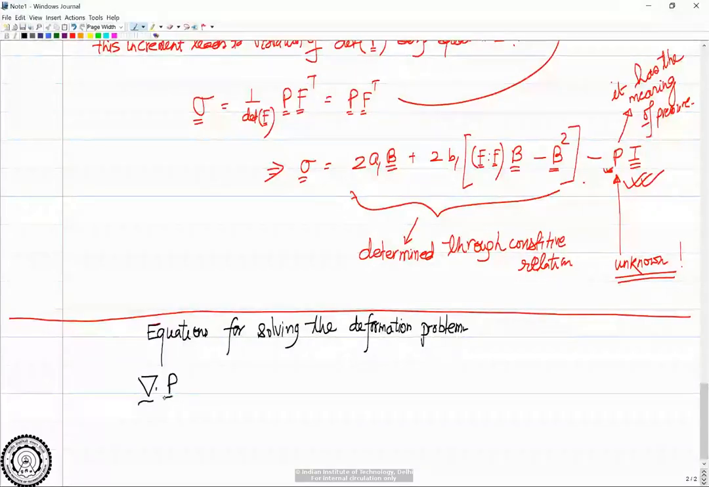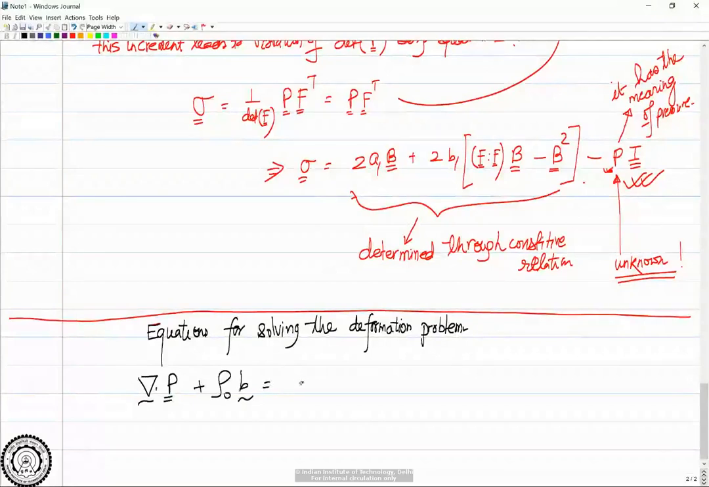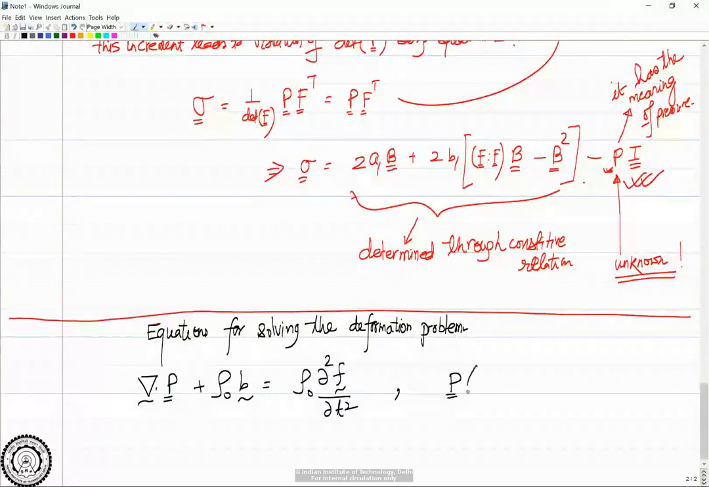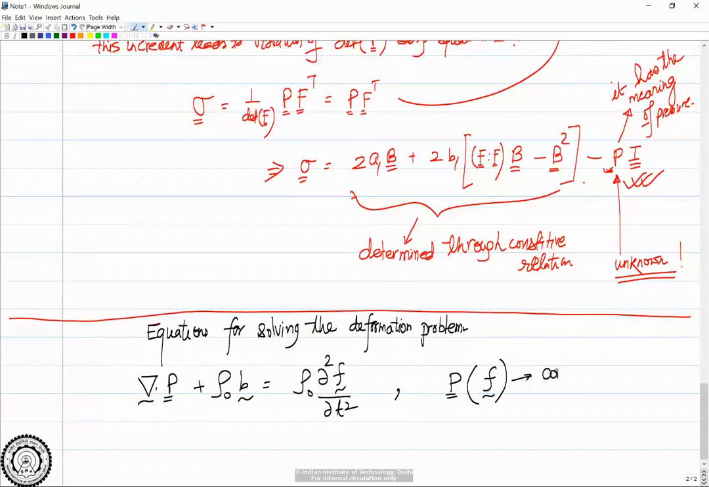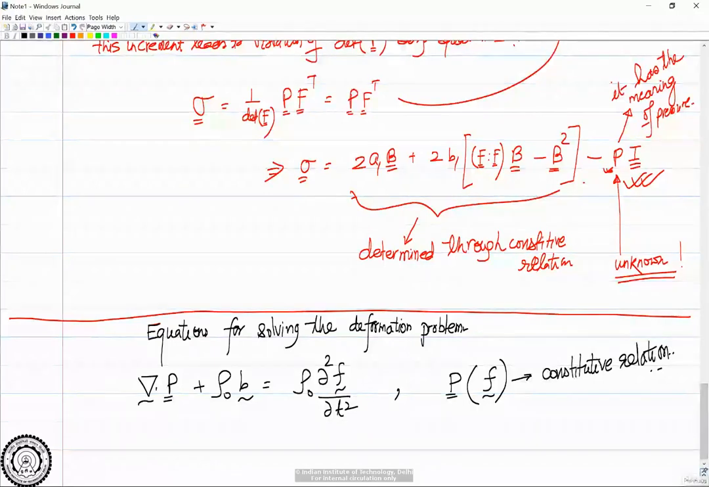divergence of first PK plus the body force, and that's equal to rho naught del 2f by del t2, right? And you don't need any more equations. All that you need here is the constitutive relation relating P with the kinematic quantities F. So just this one equation is needed to solve. AMB is automatically satisfied from the constitutive relation, and mass continuity is not needed.